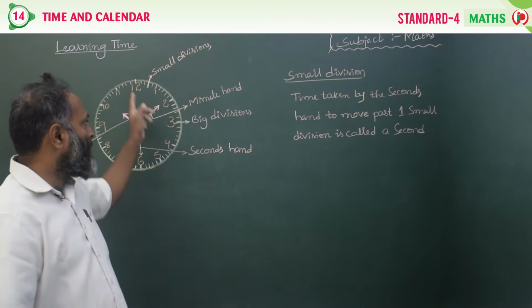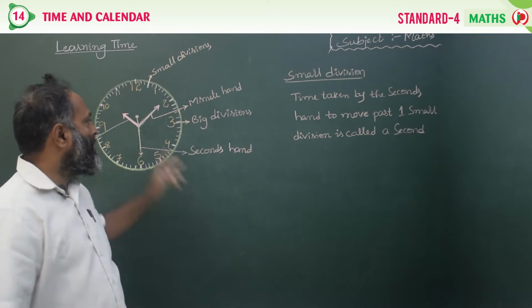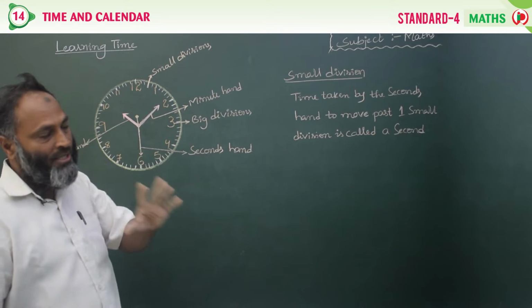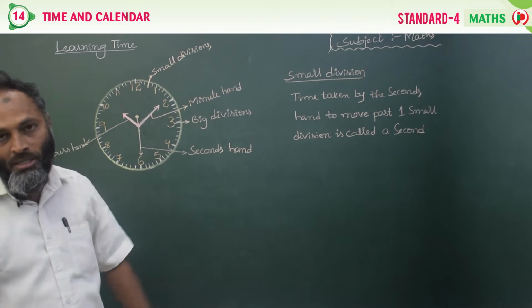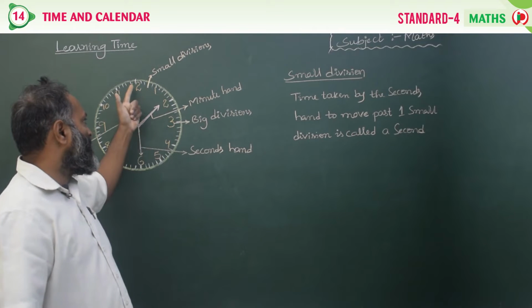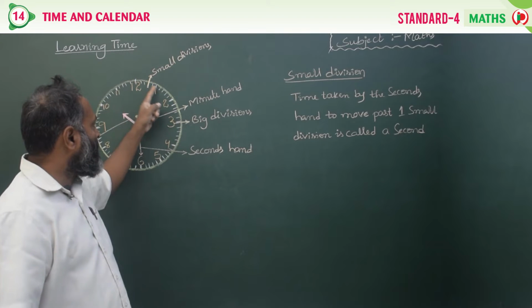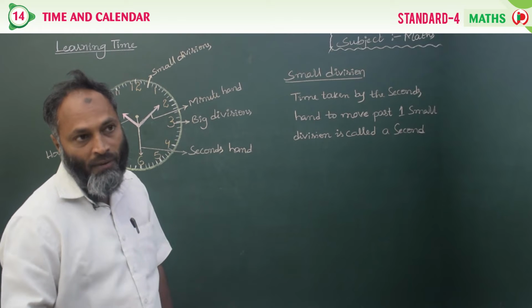Then in total how many small divisions do we have? Here there are 12 numbers, and between each consecutive number 5 divisions are there, so this is repeated addition. Repeated addition means we can multiply: 12 fives are 60. In total we have 60 small divisions.